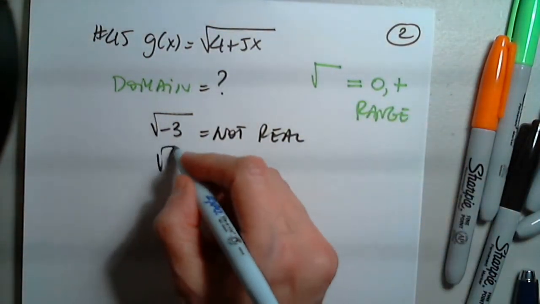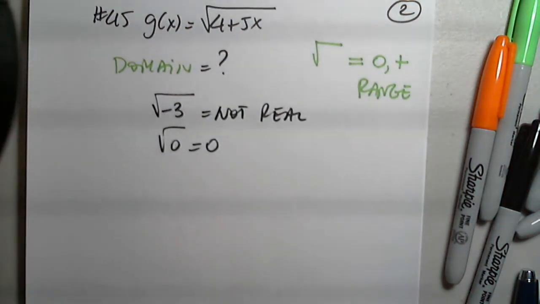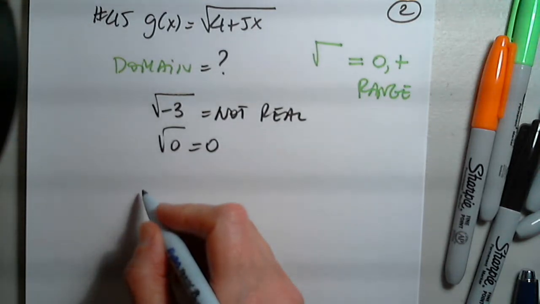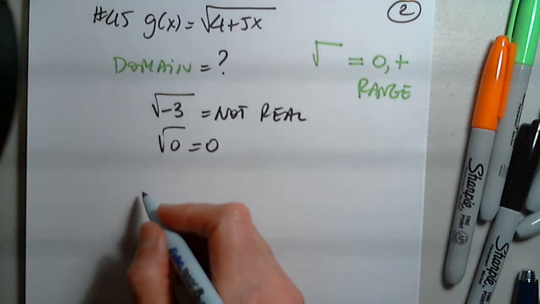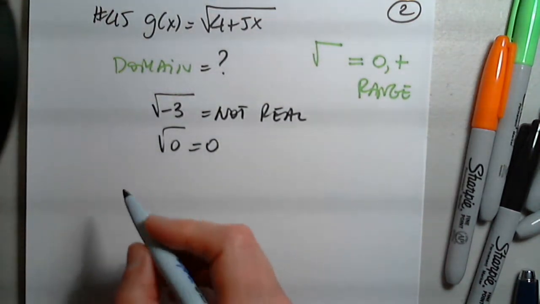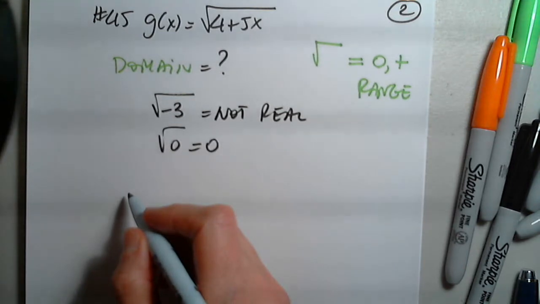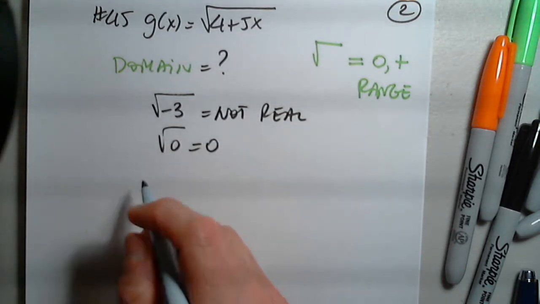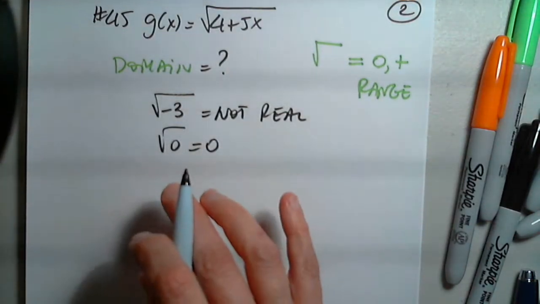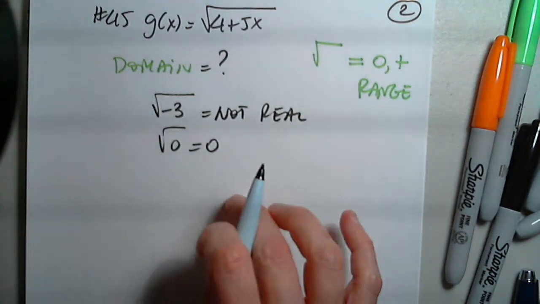I can take the square root from 0, it is 0. So it's going to start at the number that causes it to be the square root of 0, and then go from there. Good, excellent. How do I write that? Don't solve anything. Just tell me what to write. Anyone?